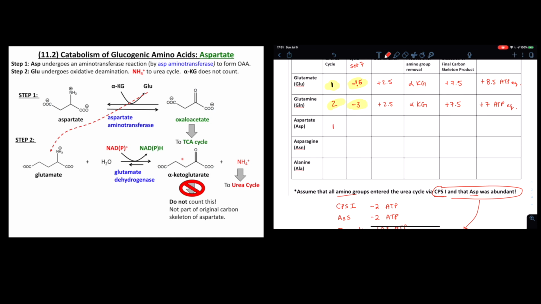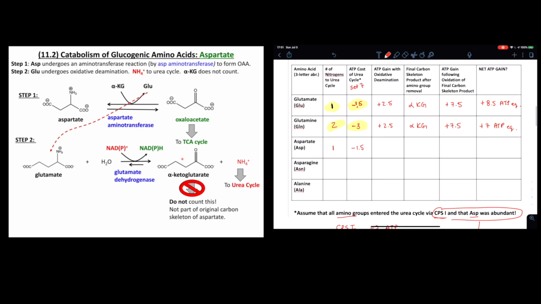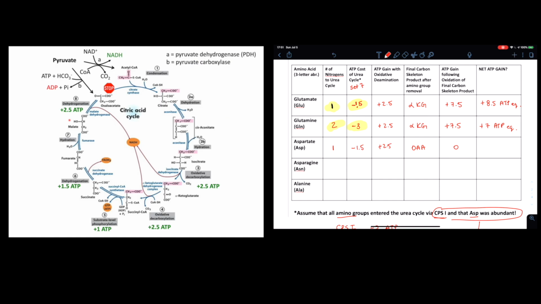Aspartate only has 1 nitrogen, which means it's going to cost 1.5 ATP to go through the urea cycle, assuming we're going through CPS1 and that aspartate is abundant. We're going to see oxidative deamination produce 2.5 ATP over here. And this time, our final carbon skeleton is not alpha ketoglutarate. It's actually oxaloacetate. Remember, that is the alpha keto acid of aspartate. So this is going to be oxaloacetate. And by convention, oxaloacetate is not actually worth anything in the TCA cycle because we go back. That's where we usually have to stop.